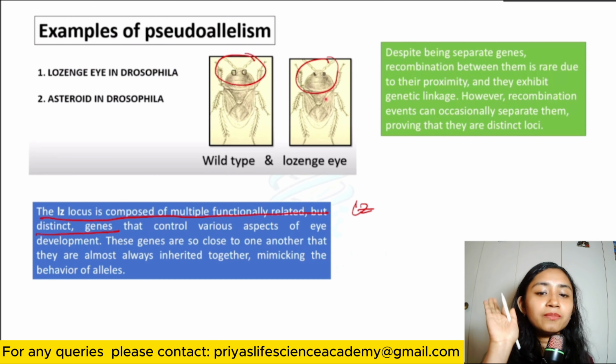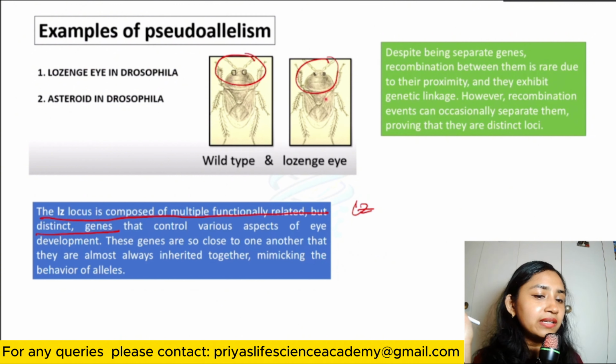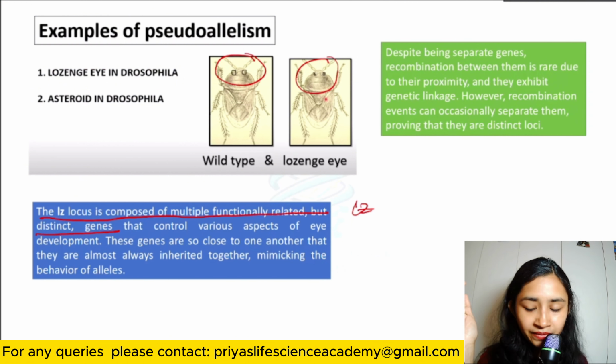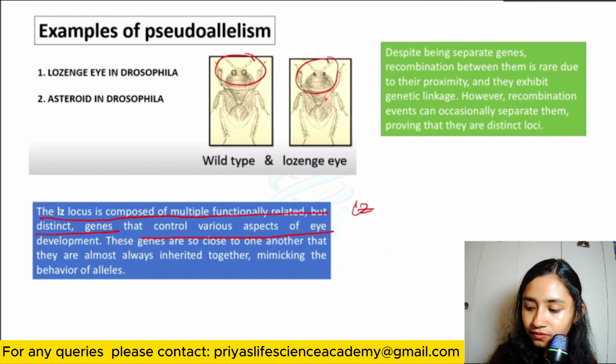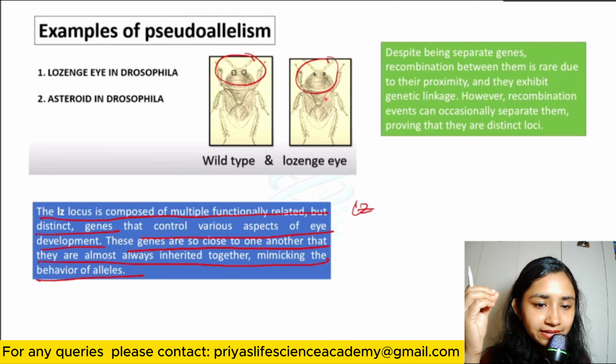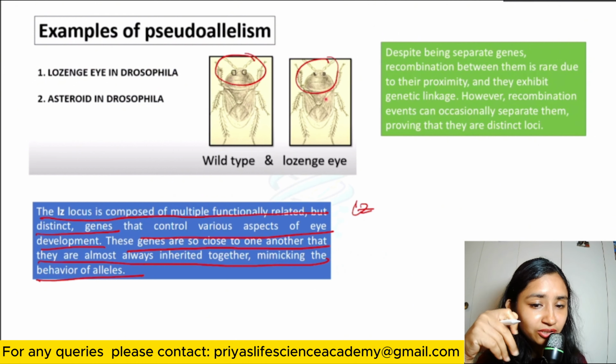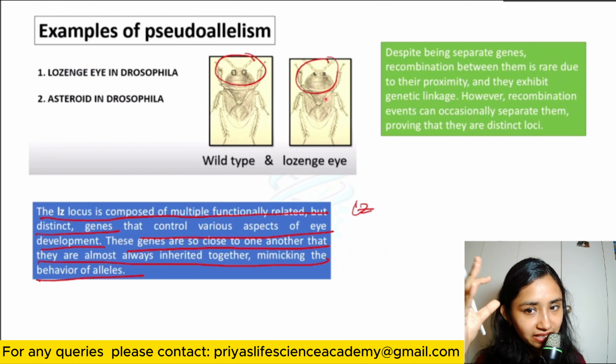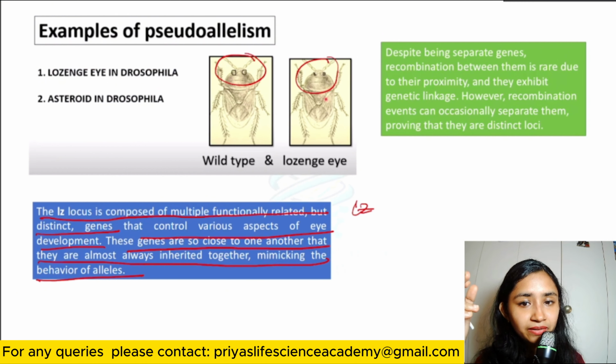Okay, the first point of pseudoallele, that they are functionally very related but they are distinct genes that control various aspects of eye development. These genes are so close to one another that they are almost always inherited together, mimicking the behavior of alleles. I told you that their position is so close to each other, you might think that they are the alleles of the same gene, but they are different genes. They are the alleles of different genes. Their functionality is similar, but they are distinct genes. Okay, so this is an example of the lozenge locus.